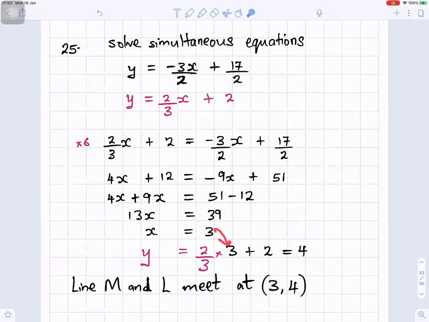Substitute the value 3 into one of the equations of the line. You will get y to be 4. 2 over 3 times 3 plus 2. The 3 would cancel. 2 plus 2 gives you 4. So line M and L meet at the point (3, 4). That's where the two lines meet, at the coordinate point (3, 4).